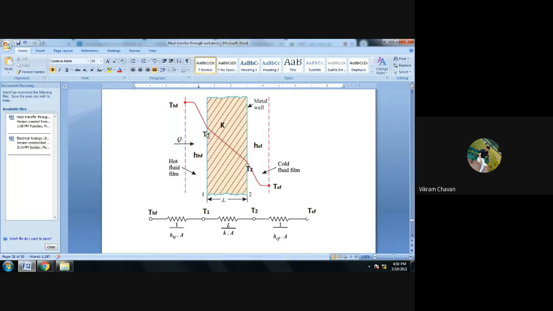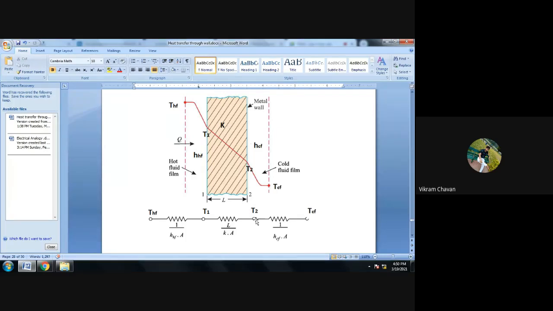Then heat is transferring through the wall, within the wall, and that mode of heat transfer will be conduction, and the resistance for the heat transfer will be equal to L divided by K multiplied by area. So that will be the conduction resistance. Then heat will reach the other surface, the cold fluid side wall surface, and the temperature of this surface is T2.